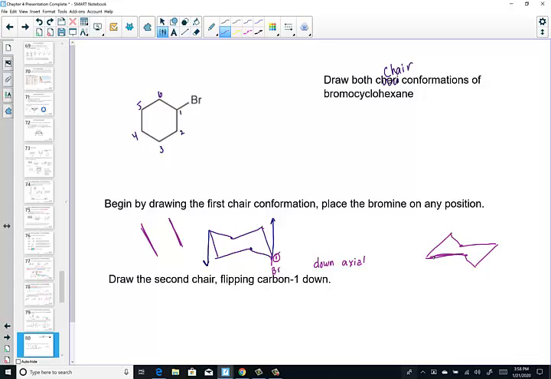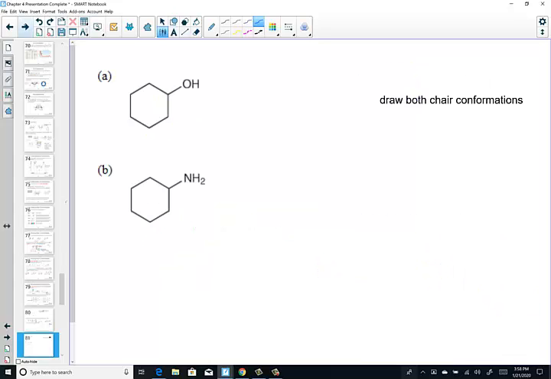Whoops. Close enough. So what was carbon 1 is now up. Here's carbon 2, 3, 4, 5, 6. Carbon 4 was up, it's now down. See that? So carbon 1 had a down axial. That means it's going to have a down equatorial bromine. It still stays in the position pointing down, but now the axial has turned into the equatorial bond. So we just did a chair flip. Not too shabby. Oh, there's a slew of these for you to do.